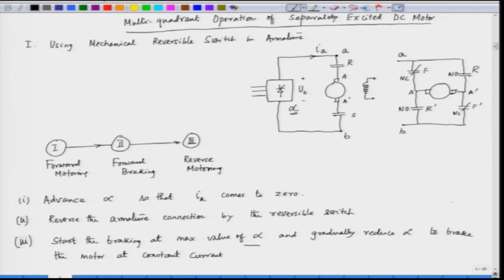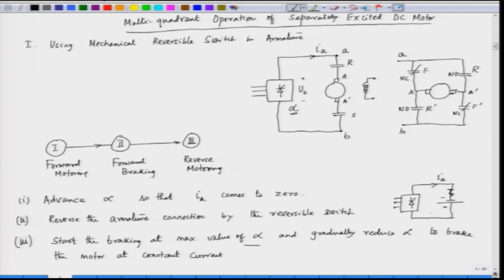In this case the connection has reversed. So, the back EMF has reversed here. When the back EMF is reversed, we have to advance the triggering angle alpha. So, alpha is advanced here. This is how we have the armature in this case. The back EMF has reversed. So, we start at an advanced alpha, but the current is always positive.